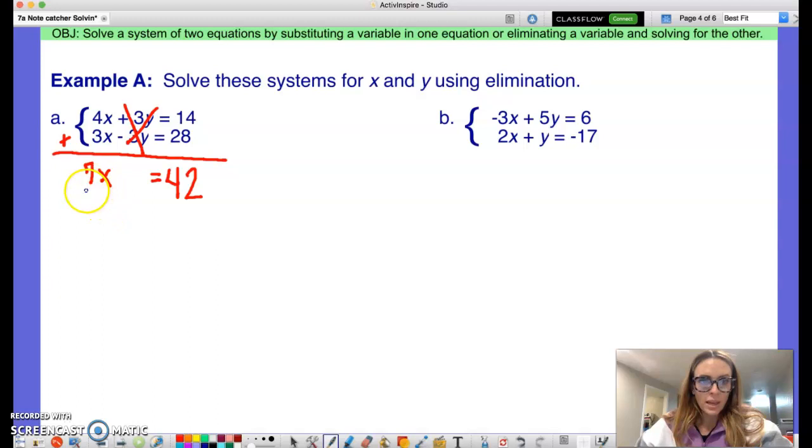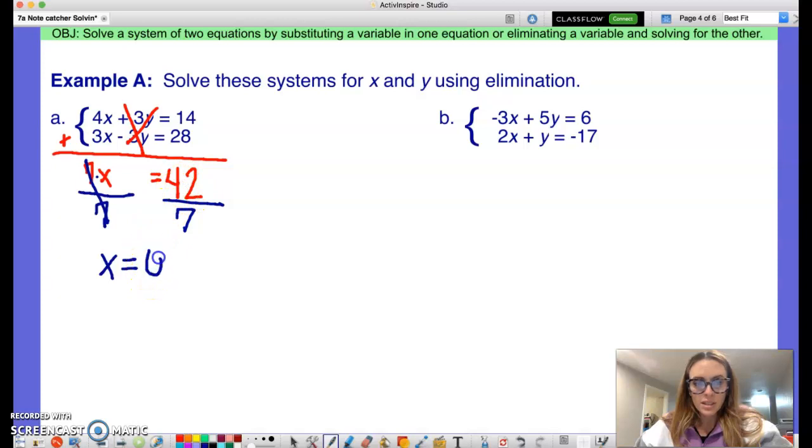And now we can solve for x. Now we only have one variable. So 7 is being multiplied to x. To undo that multiplication, we have to divide. And what we do to the left, we have to do to the right. Okay, 7 over 7 is 1, and that gives us 1x, because that's what we really want to know. 42 divided by 7 is 6. Now, many of you will want to be done at that point. We are not done. Okay, we have our x, but remember we're solving for x, comma, y.